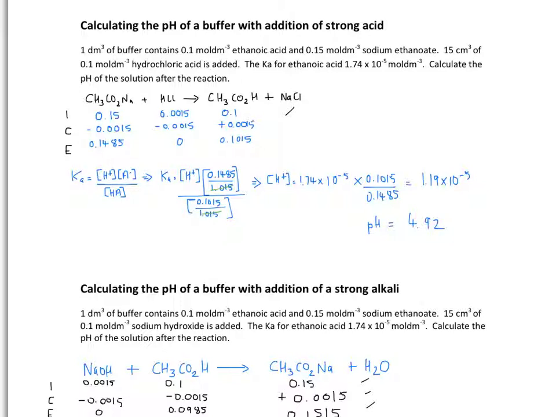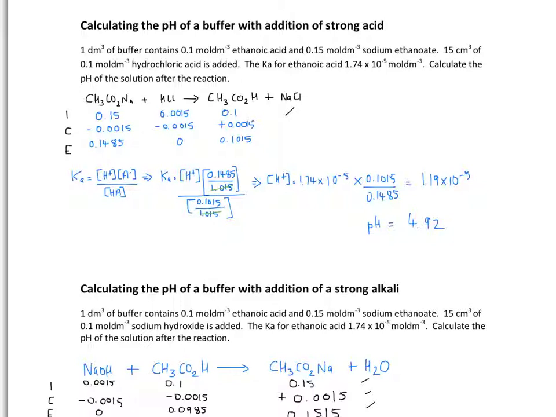Once we've got our moles, we can then start thinking about the calculation to work out H+. So we're going to use Ka equals H plus times by the salt concentration divided by the acid concentration. Put the numbers into the equation. There's the salt, there's the acid. This is the total volume calculated from 1 plus 0.015 for the acid. But then I've crossed through the volume because they cancel.